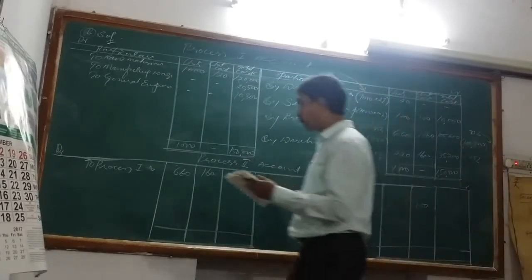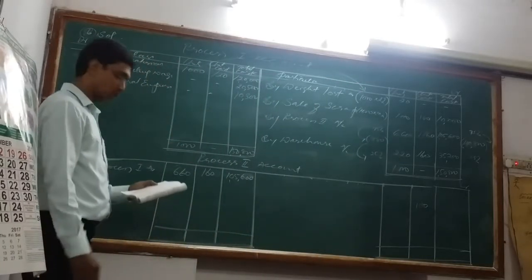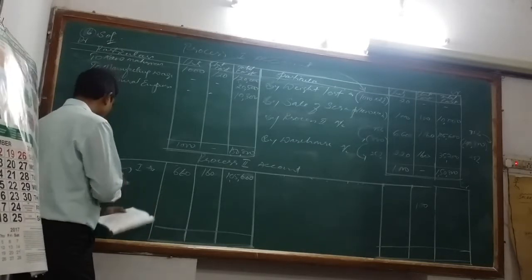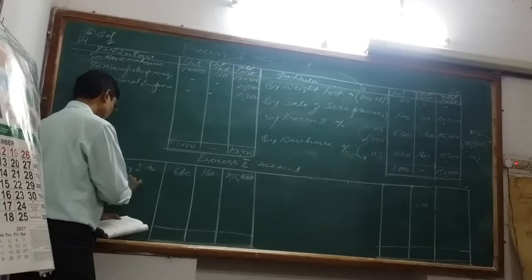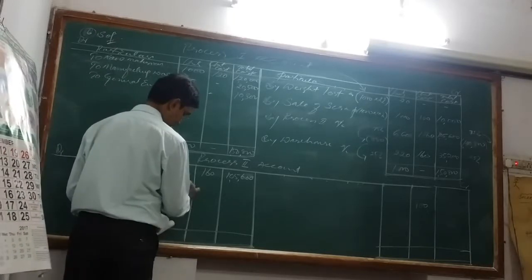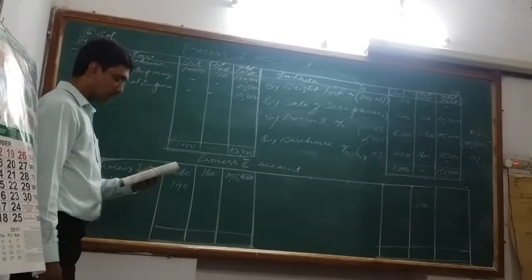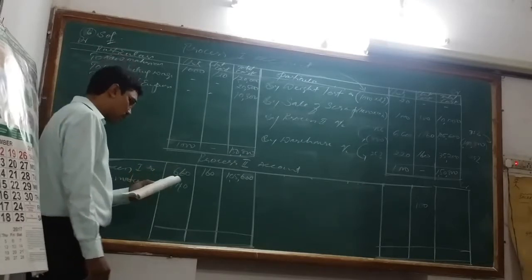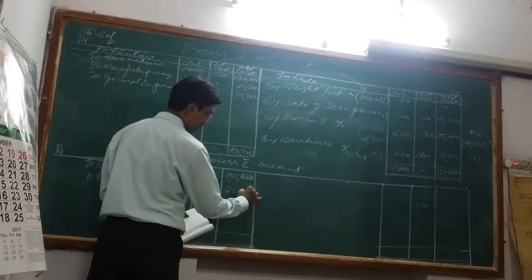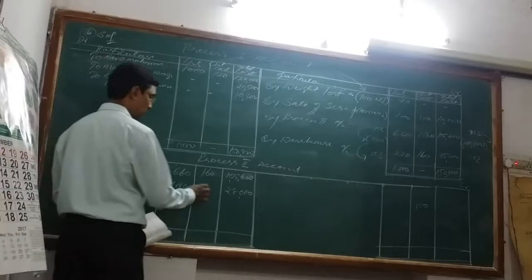Now further units are introduced here, raw materials. How many units were introduced? 140. And the cost of 140 tons is 28,000 rupees. Yes or no? Yes. May I know the cost per ton? 200. Sure.